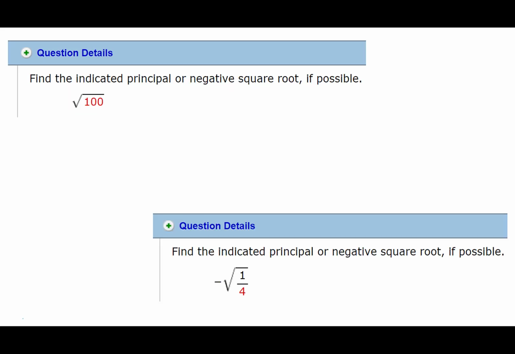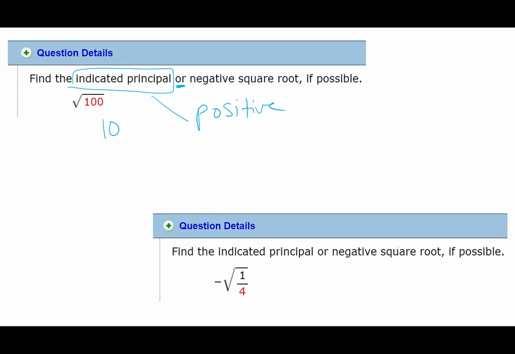The next kind of question you'll see on your homework says find the indicated principal or negative square root. If you're working with a square root, the indicated principal square root is the positive root. In the previous problem, we found the positive and negative. When it's asking for the indicated principal or the negative square root, notice the word or, it just wants one answer. For the square root of 10, the principal square root is 10.